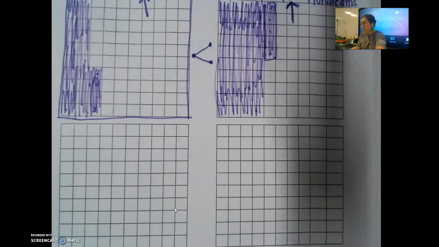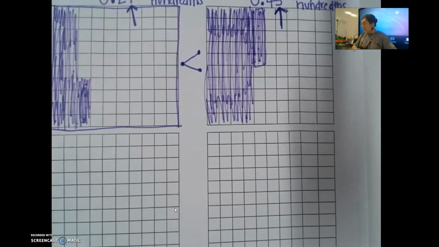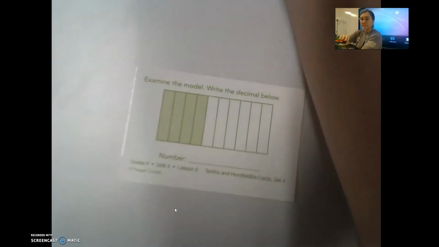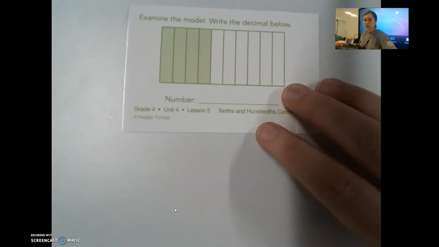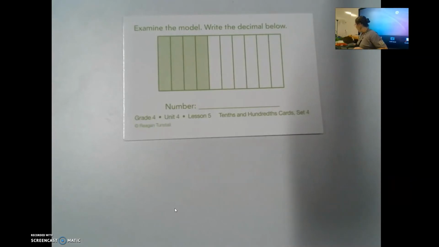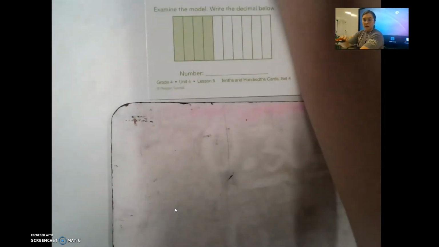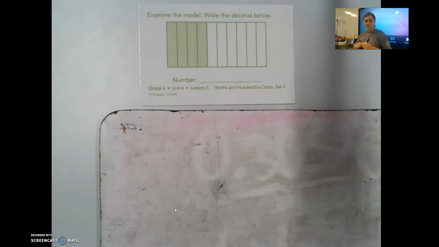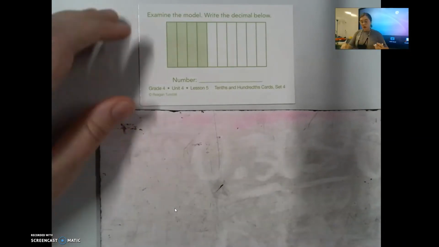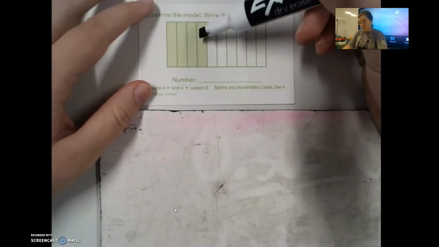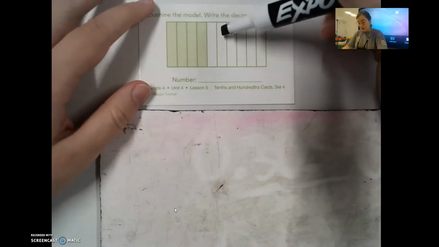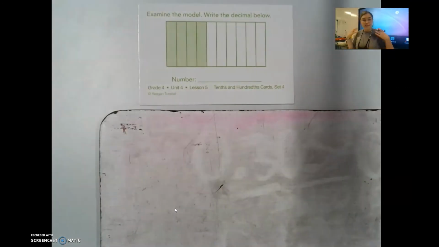All right, guys. So I would like to practice just a little bit with these cards. So examine the model and write the decimal below. So how would I write that decimal? So if I counted it up, I would have 1, 2, 3, 4 out of 1, 2, 3, 4, 5, 6, 7, 8, 9, 10. So I have 10, my whole is 10 parts. I am in 10 equal parts. And I only colored in 4.